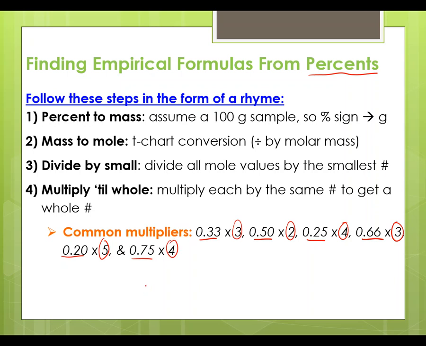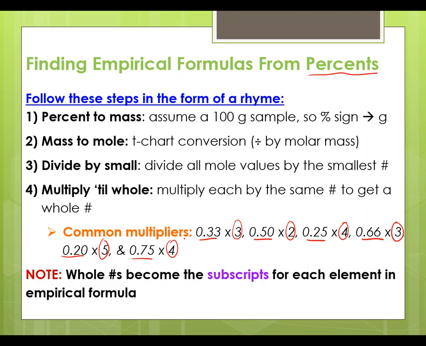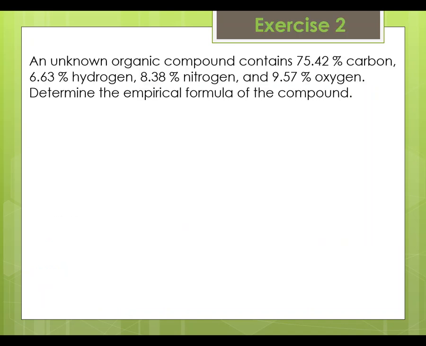Your end result will be a whole number. So we don't want any decimal numbers like that. We want to make sure they come out all whole numbers. When we get those whole numbers, those become the subscripts of our empirical formula. So all this calculating is just giving us the simple formula. Let's do a problem. Looking here, an unknown organic compound contains 75.42% carbon.